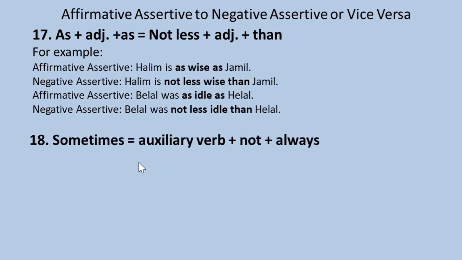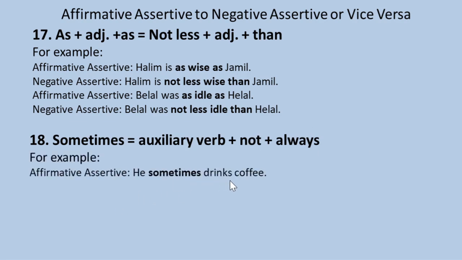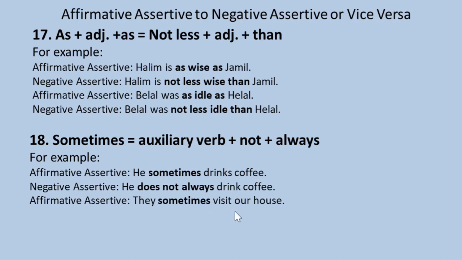Sometimes equals auxiliary verb not always, so sometimes equals not always. For example, affirmative assertive, he sometimes drinks coffee. Negative assertive, he does not always drink coffee. Affirmative assertive, they sometimes visit our house. Negative assertive, they do not always visit our house. So sometimes is replaced with not always, that is we have to make the verb negative, then we have to use always instead of sometimes.